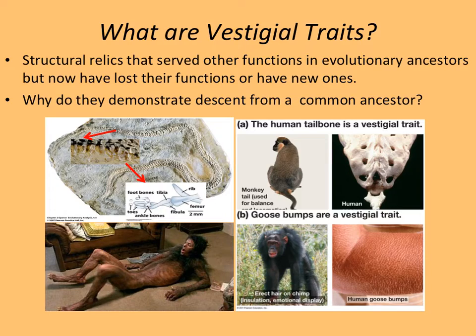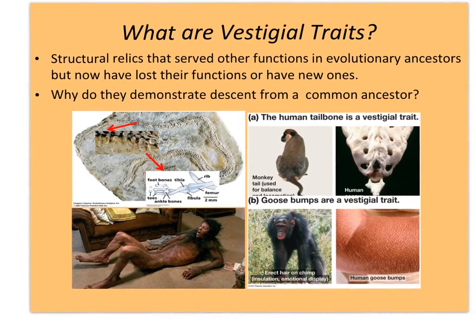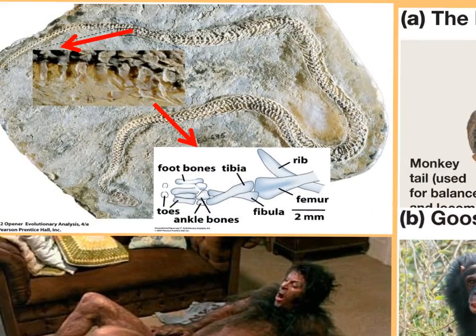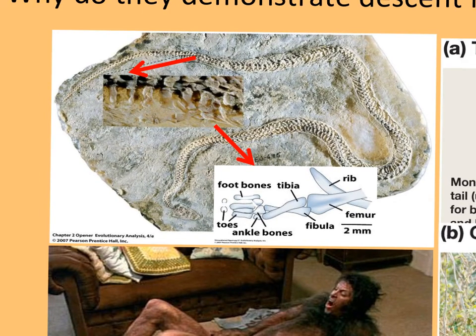Okay. Now, vestigial traits. These are structures or relics that used to have a certain function that no longer do. This is a snake, okay? And you can actually see the various bones. There's a rib, femur, fibula. Remember those homologous bones for arms and legs? Phalanges, metacarpals, all that kind of stuff.